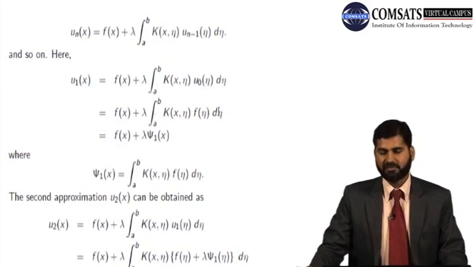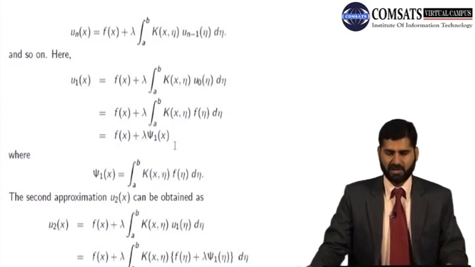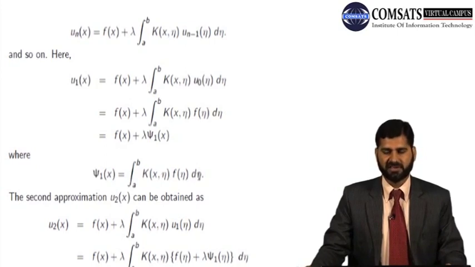Because we are integrating with respect to eta, and the limits are constants here. If you replace eta by x, you will get a function of x. So for convenience, you may write this as a function of x, psi1 of x, where psi1 of x is this integration, because this integration is a function of x.